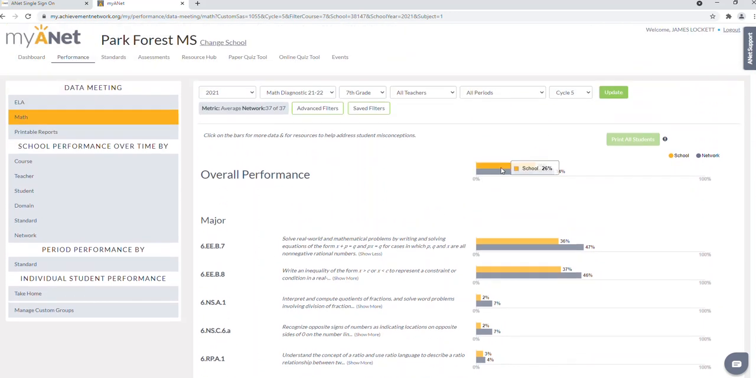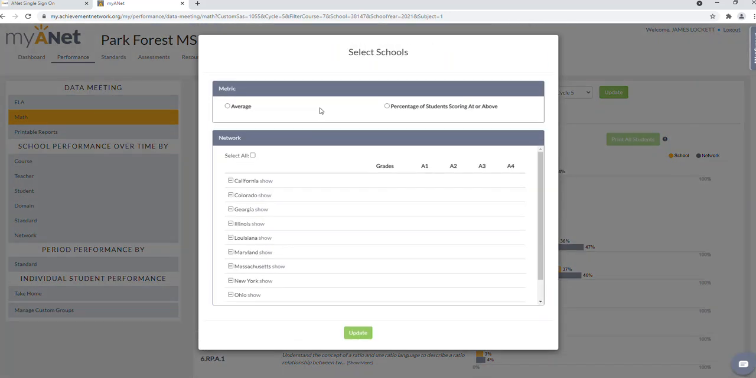Now, let's look at the bars. Notice that there's an orange bar, which is the school performance, and there's a gray bar, which is the network. Be careful with the network. For the diagnostic, ANet in the network included any school in the United States that used this diagnostic test. So when you look at 7th grade, go to advanced filters right here. Any school in the United States that used the diagnostic, there were maybe one or two in California, and maybe some in Colorado, Georgia, Illinois, and so on.